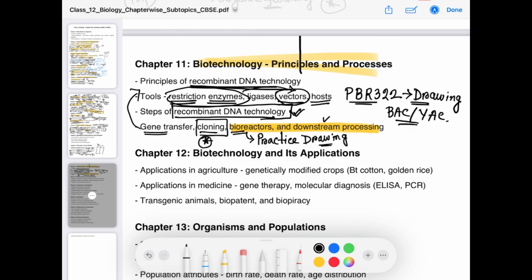And they give 3 marks questions from downstream processing itself. So you have to read it, because this part is easy. Okay, so you have to know properly about this restriction enzyme, why we are using the same restriction enzyme to cut our DNA and the vector itself, that you also need to know. So different concepts are there in this chapter. So you have to have clear knowledge on all those topics, so that you can answer properly.